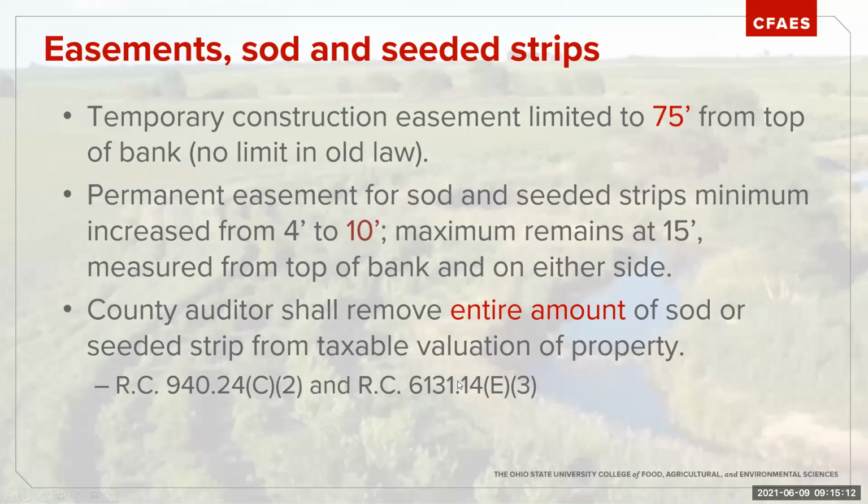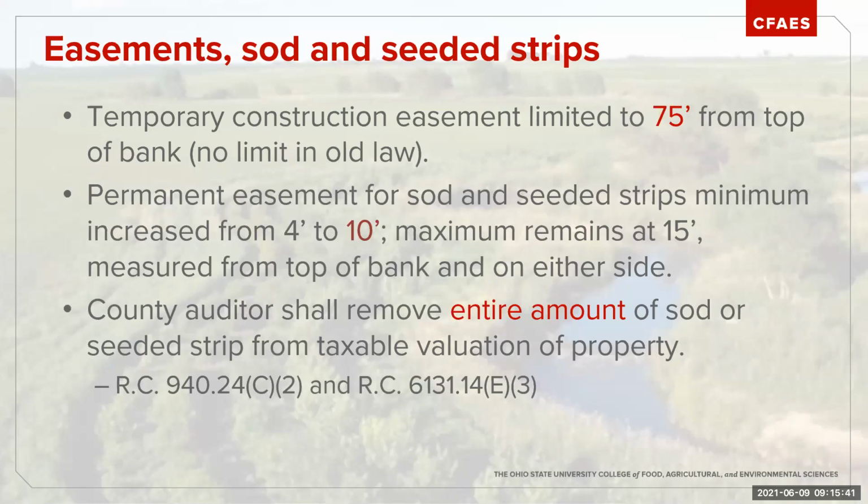The second change, and this is one that many landowners will want to pay attention to, is in the easements and the sod and seeded strips that come with a project. We limited temporary construction easements to 75 feet. There was no limitation in the old law. And everyone agreed that a project could easily be done within that 75 feet easement for temporary construction purposes.